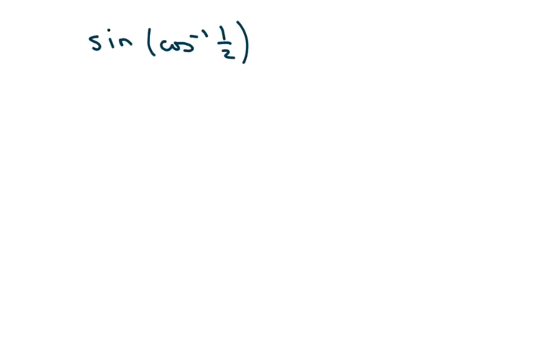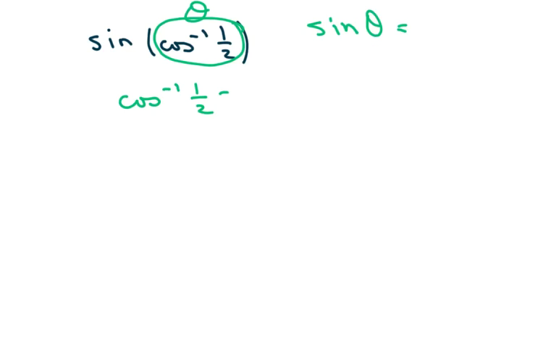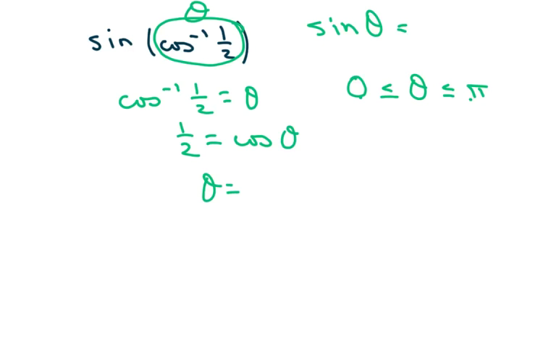So this one, it's the same thing. We want to know what sine of theta is, whereas this is our angle. So first we have to find the angle looking at this. So we set this to our angle, move the cosine over, and remember that for cosine, our restricted domain has to be in quadrant 1 and 2, or between 0 and pi. So we know our angle is going to be pi over 3.